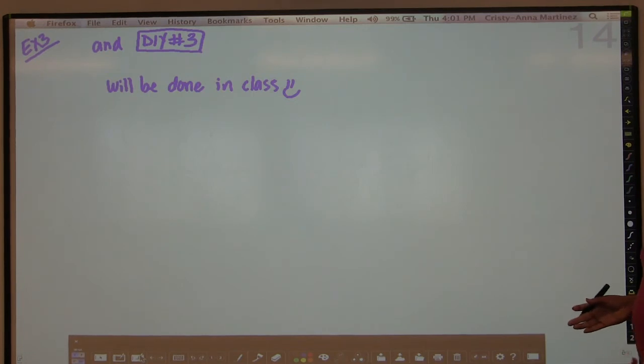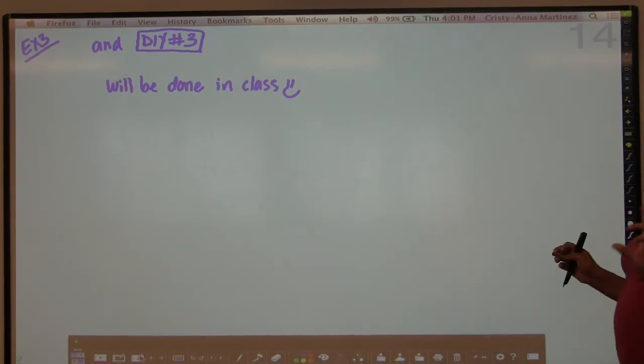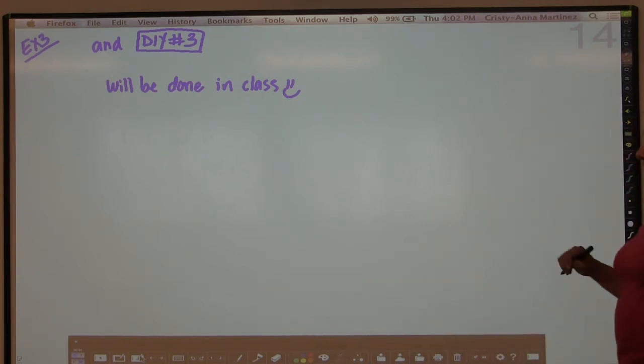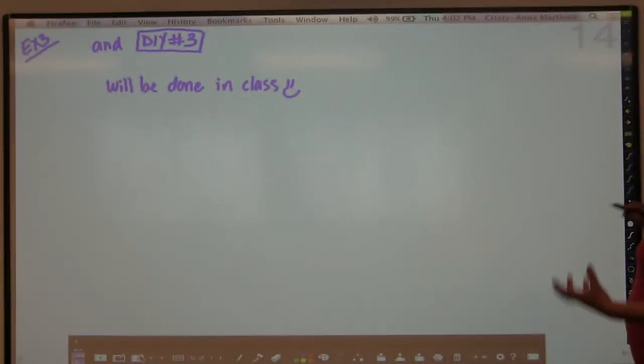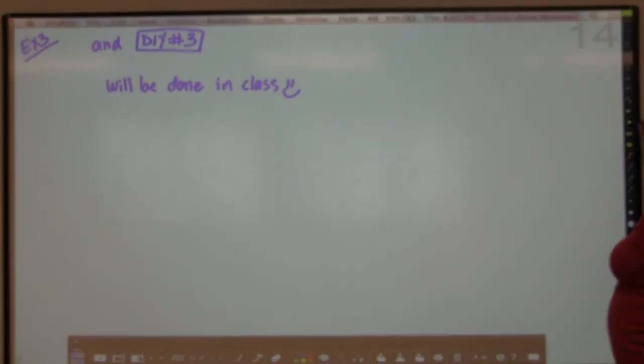And here we have example 3 and do-it-yourself number 3. And as you can see, the board says, we'll be done in class. It had some crazy graphs going on and charts that I just didn't think I would want to spend time drawing on my board. But we will do that in class. So you can leave some space in your notes for this guy, and we'll do that in class.